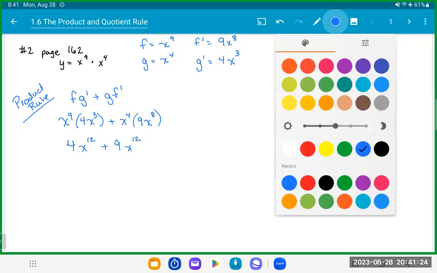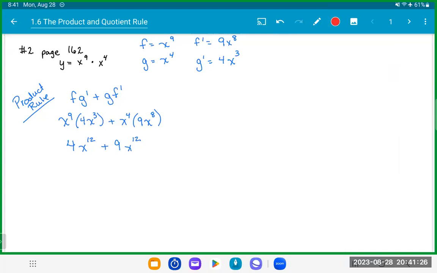So now, like with my variables in general, this is exactly the same as this, so I can actually add the constants in front. So 4 plus 9 is 13, and I have 13x to the 12. Okay, question.